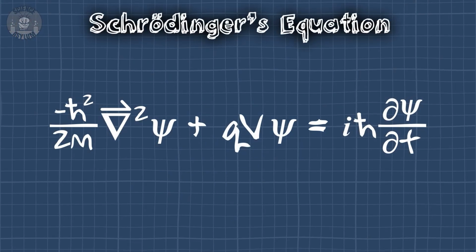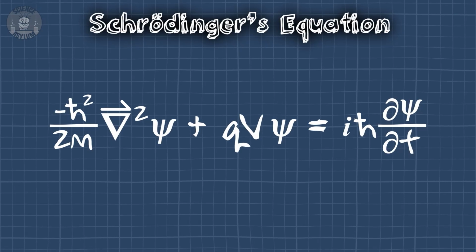Position is a pretty pointless property. What do we actually care about then? Energy and momentum. You know, conserved properties. In fact, Schrodinger's equation is an energy equation.